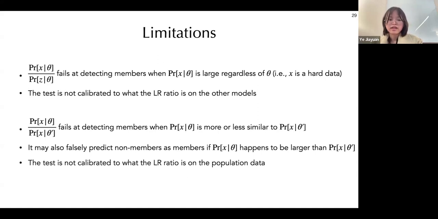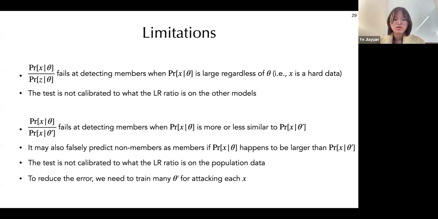And lastly, this is due to not comparing with population data, because the test is not calibrated to what the likelihood ratio is on the population data. It didn't make explicit use of Z as a comparison baseline for its signal. And to reduce the error, since we can only rely on theta prime as baseline, we need to train a lot of theta prime for attacking each target data X.